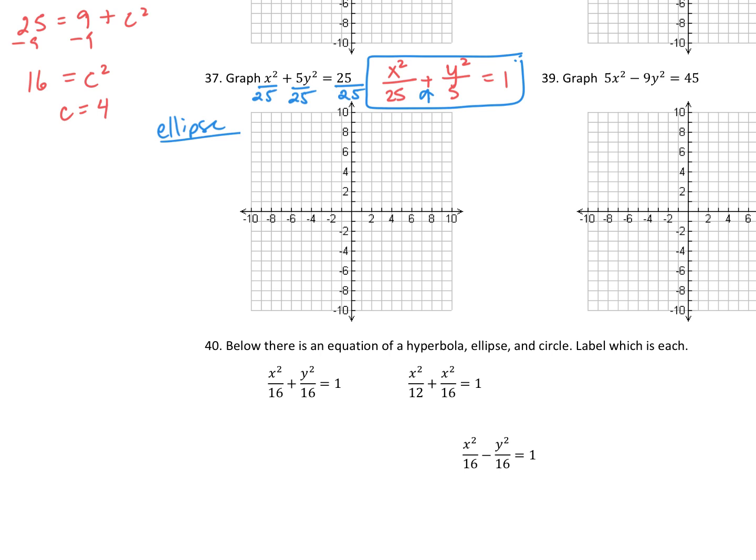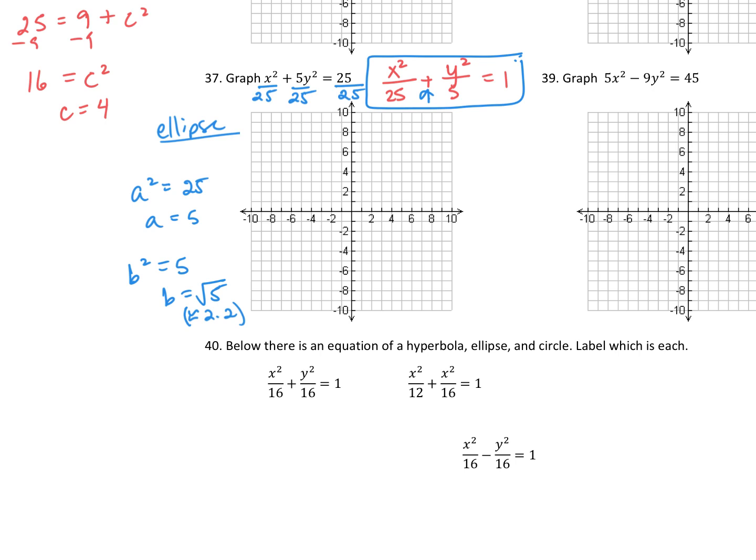All right, so in an ellipse, our a squared is the larger denominator. So a squared is 25, which means that a is 5. B squared is equal to 5, so b is the square root of 5. And then just for when we get to our graphing, that's about equal to 2.2. All right, so this ellipse has our a squared below the x squared, so that means that the x-axis is our major axis.